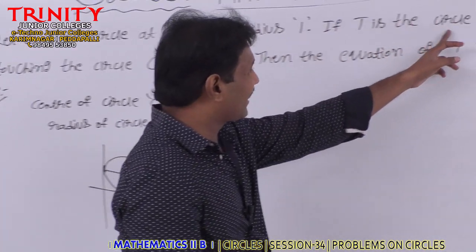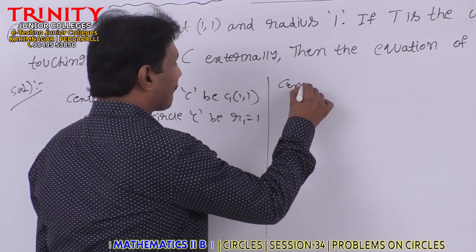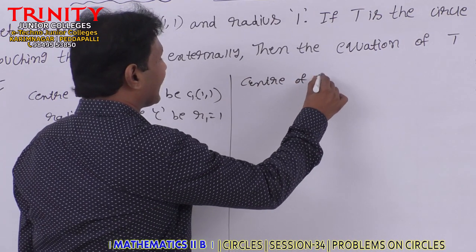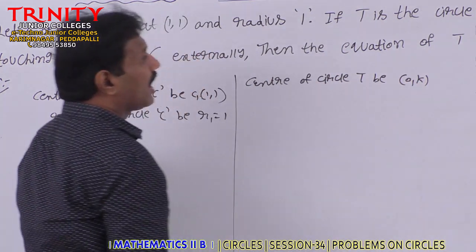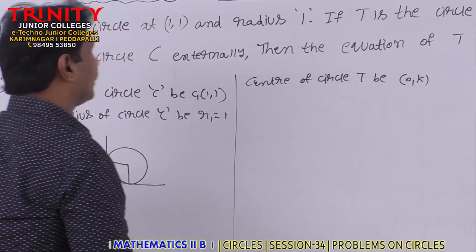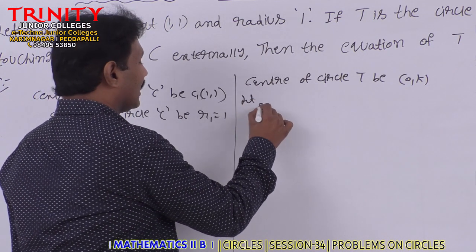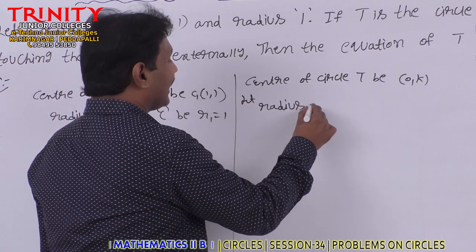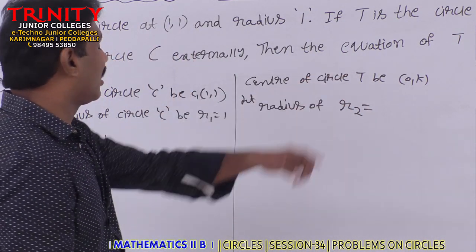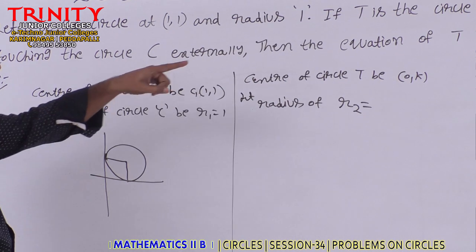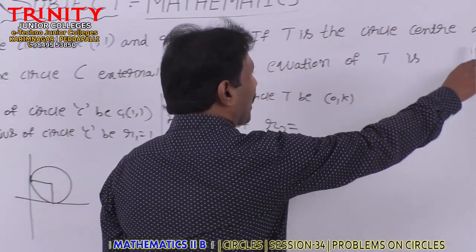If T is the circle with center at (0, k), let the center of circle T be (0, k), and it passes through the origin. We got one more piece of information: it touches the circle C externally. Let the radius be R2. The circle passes through the origin and its center is (0, k).